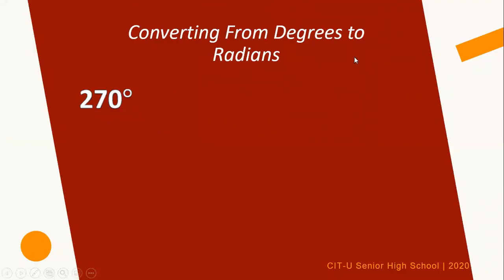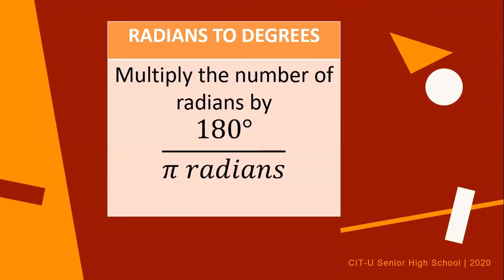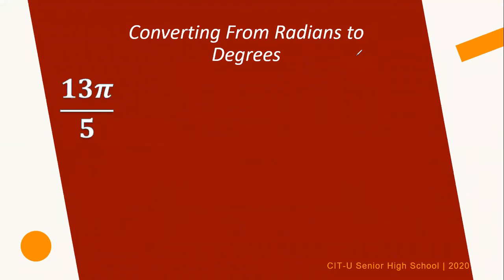But what if it's the other way around? What if we are given angles measured in radians and we are to convert them to degrees? The rule is you multiply the number of radians by 180 degrees over pi. So let's have an example. We have 13 pi over 5 radians and we convert it to degrees. We just multiply 13 pi over 5 by 180 over pi.